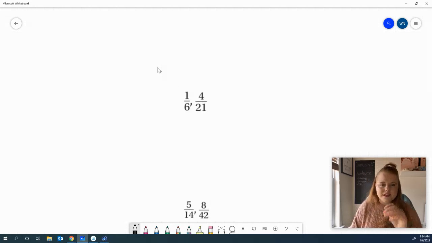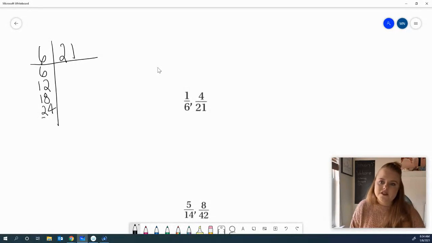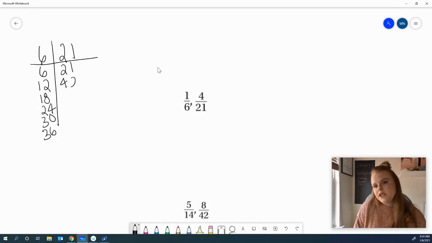This is another one we're going to make a list for. So I'm going to go over here and make my T-chart. I've got 6 and 21. So I know I've got 6 times 2 is 12, times 3 is 18, times 4 is 24, times 5 is 30, and then I've got 36. Let's go to 21 and see what we can do. 21, 42, 63. Uh-oh. Looks like we're going to have to keep going.